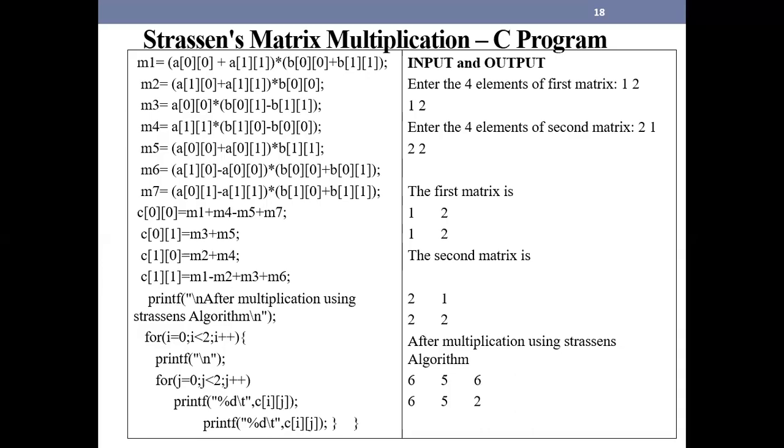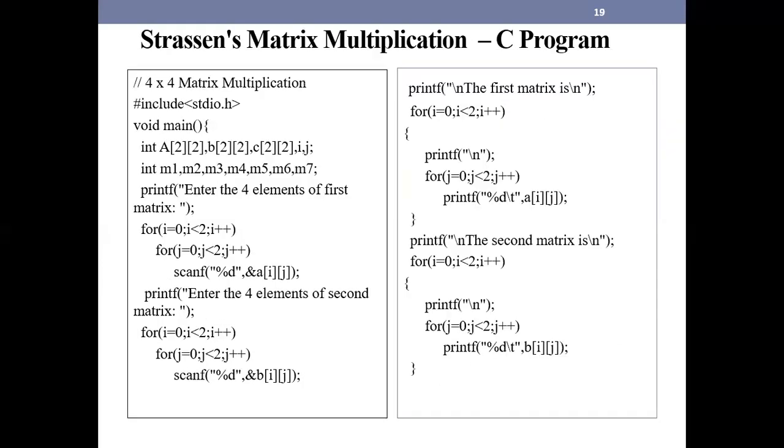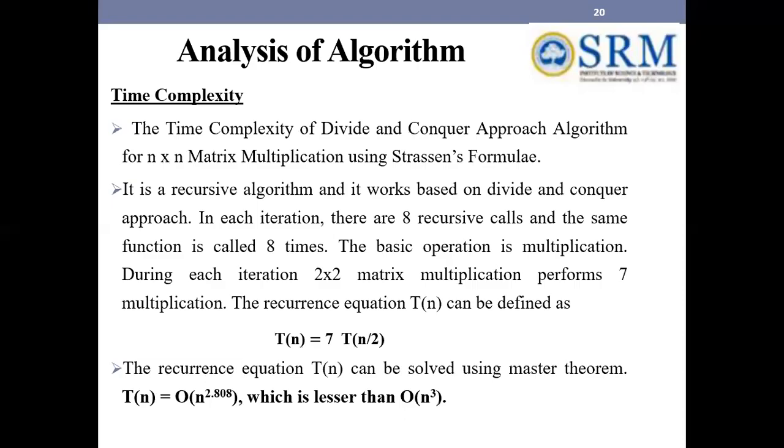See the output. First get the values for matrix A. Get the values for matrix B. Next, print the matrices A and B in matrix format. After multiplication using Strassen's algorithm, we are getting the results. Like that, we have to write the code for 4 cross 4 matrix multiplication.